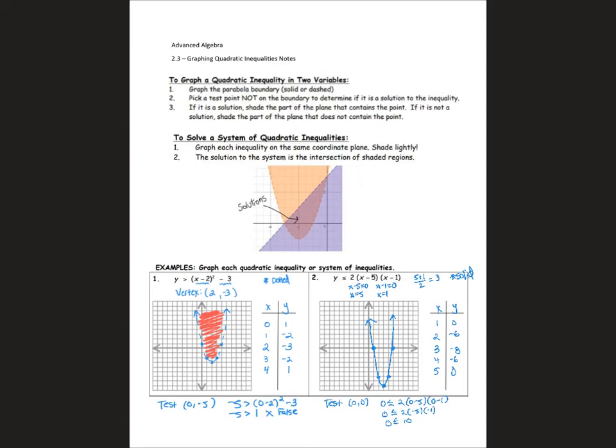Is that true or false? 0 is less than or equal to 10. That is true. So now I know that the point 0, 0 is part of my solution set. So that means everything outside of this parabola is part of my solution set.